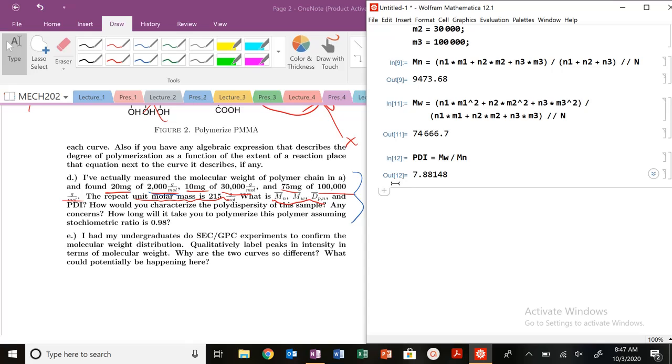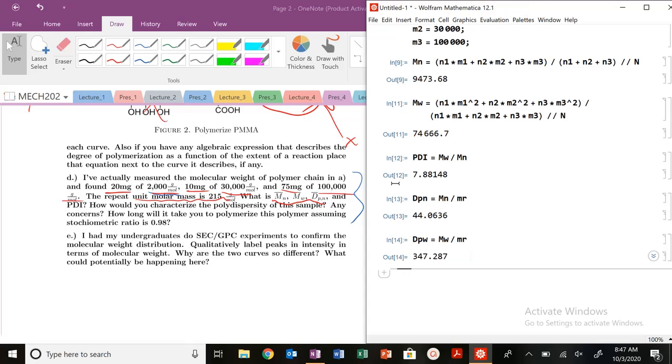So let's also calculate. DPn equals Mn divided by Mr. My DPw is going to be equal to Mw divided by Mr. And those are the kind of values that I have there. So now it asks, how would you characterize the polydispersity of the sample? How long will it take you to polymerize this polymer, assuming that stoichiometric ratio is equal to 0.98? So we want to solve. So here's my Carothers equation.